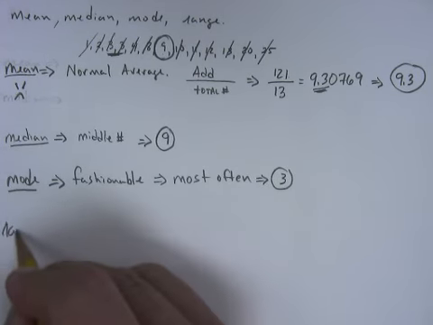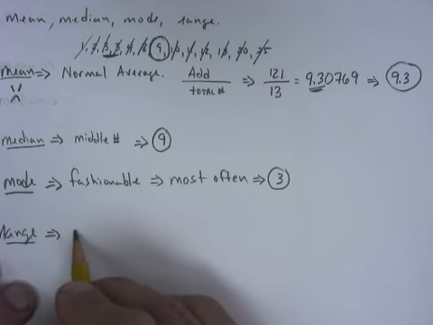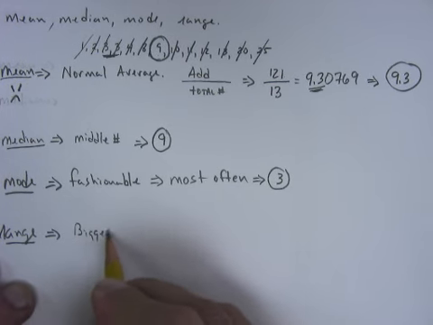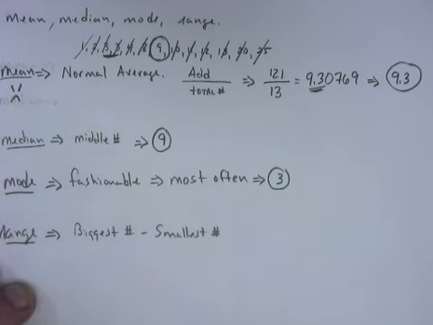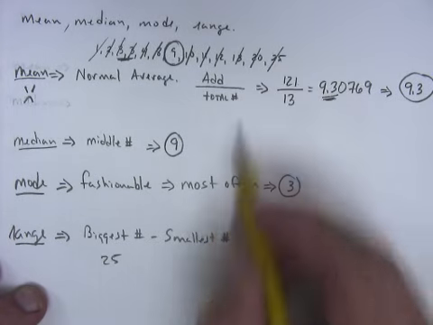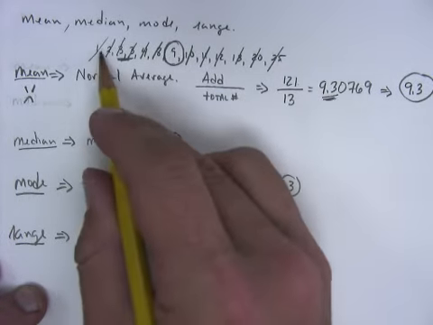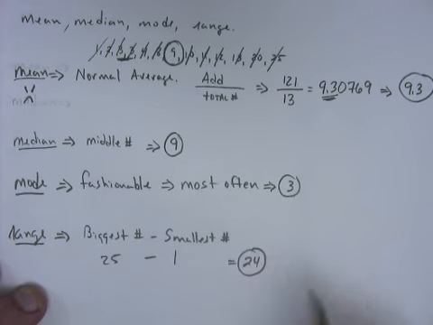And then the last one is the range. And the range is simply this: it's the biggest number minus the smallest number. So the biggest number is 25. That's right here. And the smallest number is 1, which is up here. So 25 minus 1 is 24.